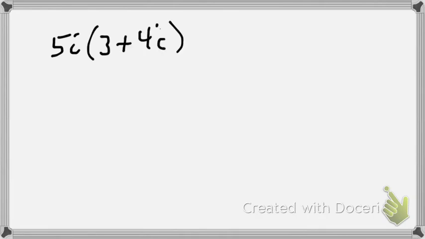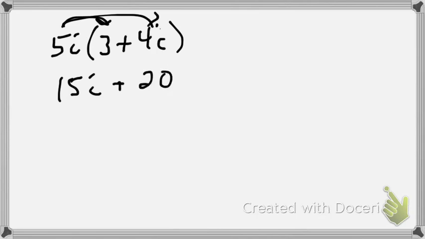First one we're going to start with 5i times 3 plus 4i. Alright, what you're going to do here is distribute. 5i times 3, 15i. 5i times 4i. Well, 5 times 4 gives us a positive 20.